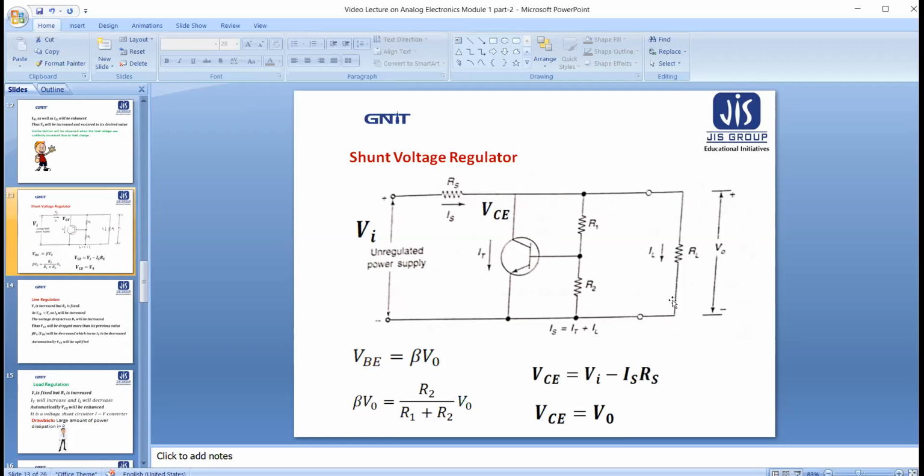So how can we control it? Once the output is dropped from its set value, βV0 will automatically reduce. So that will affect the base emitter voltage. We know when the transistor base emitter voltage is reduced, it will reduce the base current. So the collector current will be reduced, which will further increase the collector to emitter voltage, and thus V0 will be restored to its previous value.